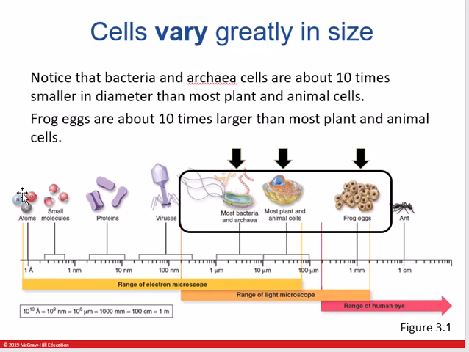So atoms are very small. So this unit that you see here is called angstrom. Angstrom is very, very small. And then after that are the smaller molecules, proteins, and then this is where the viruses are. Viruses are 100 nanometers or bigger. They are very small. Anybody knows what is a nanometer?